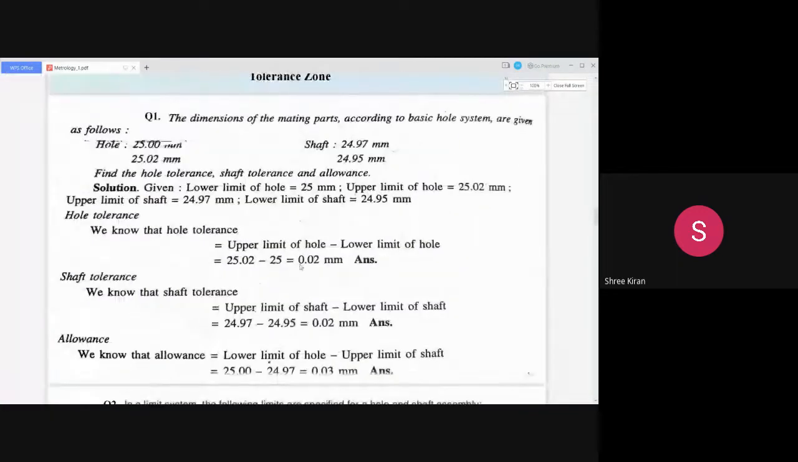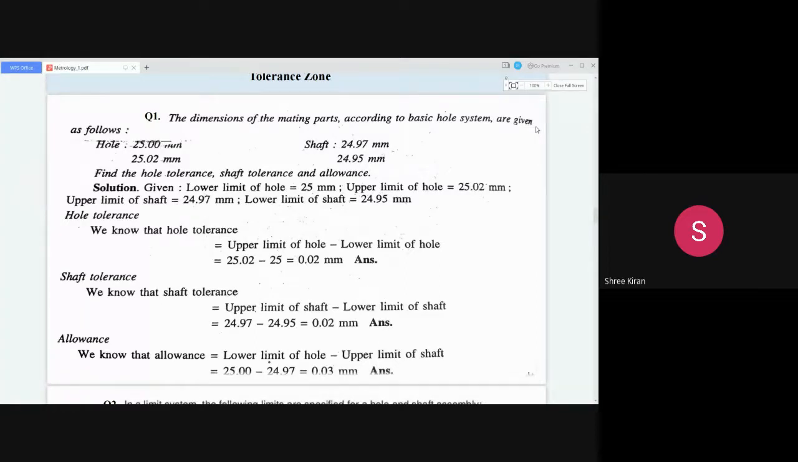Here, hole tolerance is always the upper limit of the hole minus the lower limit of the hole. Just remember that in the case of hole tolerance, we always have the upper limit of the hole minus the lower limit of the hole. In the case of shaft tolerance, please note it down in your notebook. I hope you have done the problems in your notebook. I will be providing an extra assignment with different values, so that you can do it and submit it later.